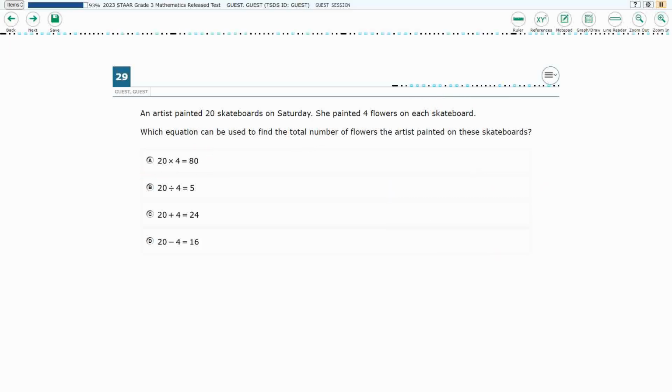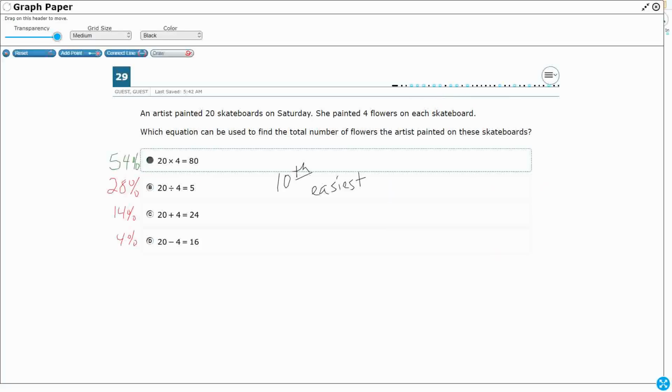Let's see how we did across the state of Texas. So this was on the easier side a little bit, 10th easiest, 54%. We do notice that the other one chosen the most is B, which makes sense because we're using 20 and 4, but instead we're dividing, which is another thing that we possibly do sometimes when we have equal groups. Now, the problem is the answer doesn't make any sense, right?